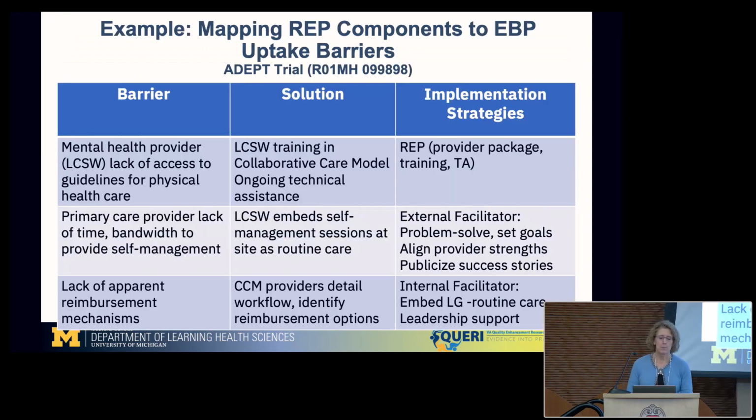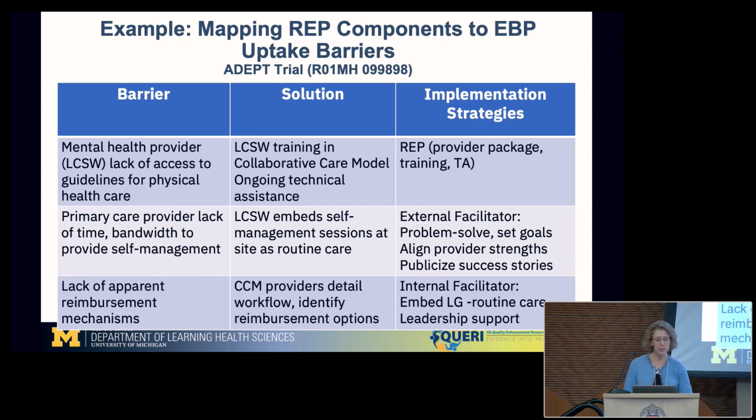So here's a quick example of how we've mapped the REP components to the evidence-based practice uptake barriers. And this was for the ADEPT trial, where we compared the effectiveness of different implementation strategies on the uptake of a collaborative care model for mood disorders in community-based and primary care settings in Michigan and Colorado. So what we found were some pre-specified barriers that included the mental health providers' lack of access to guidelines for physical health care, because a lot of the collaborative care model that we developed, which was called Life Goals, focused on physical health care management for people with serious mental illness.